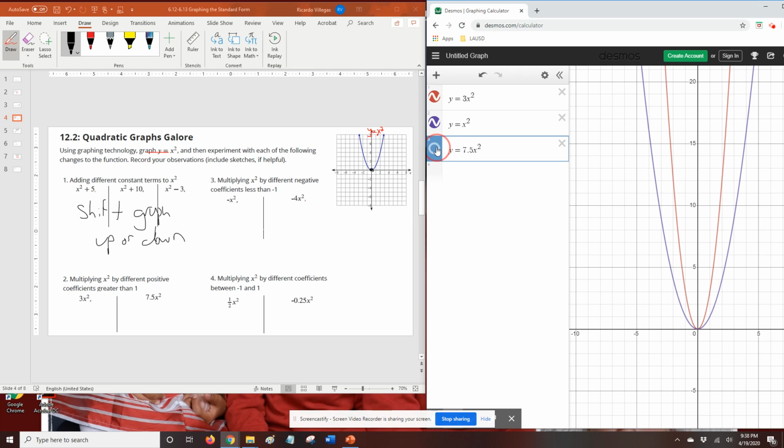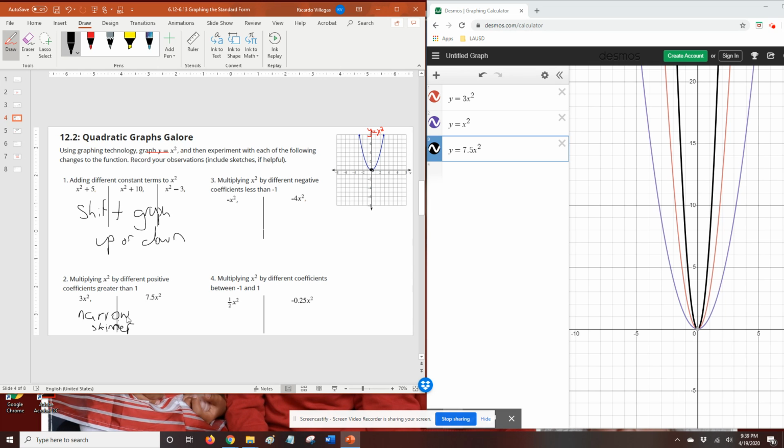So the graph in this situation gets, you can say skinnier, but we like to say it becomes more narrow. Or you could even say skinnier. So it becomes skinnier. All right. So now that we've talked about the constant being added or subtracted, that makes the graph go up or down. And now we talked about the a value, the number in front of the x squared. If it's a big number, it makes it skinnier or narrow.